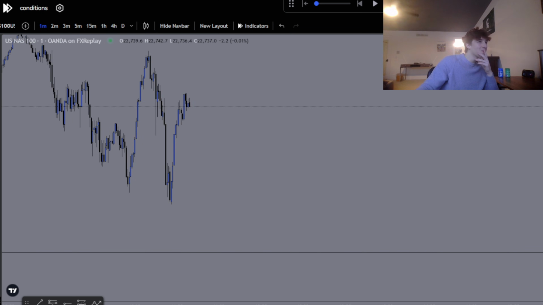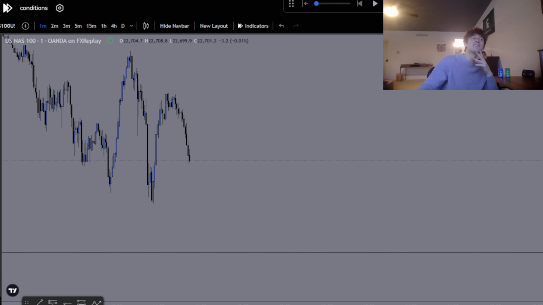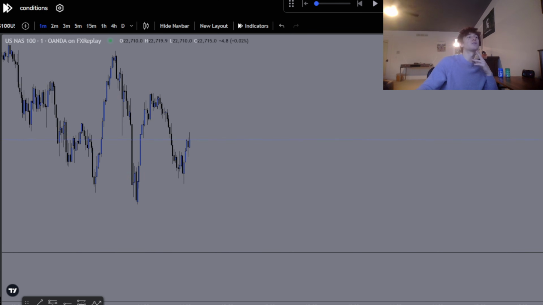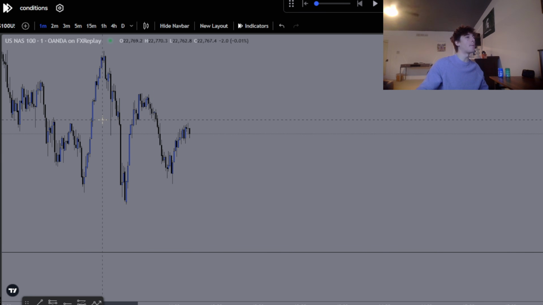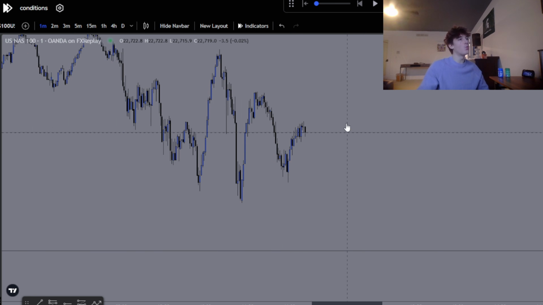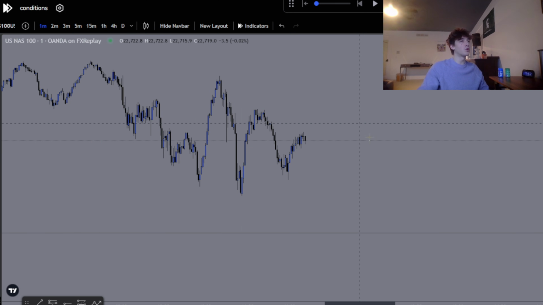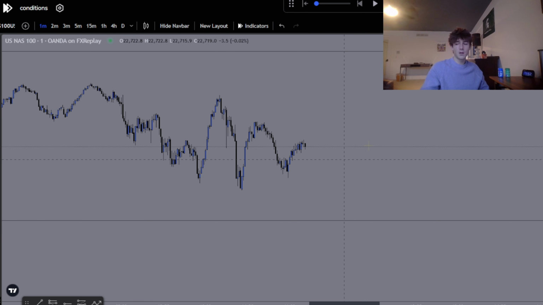Nope. This is what a range looks like, fellas. It's bouncing up and down, rejecting highs, rejecting lows, rejecting highs, rejecting lows. And what happens when you trade in a range? You get caught up in this bullshit. You get caught up in this BS. Is my chart lagging? My chart is literally lagging right now.